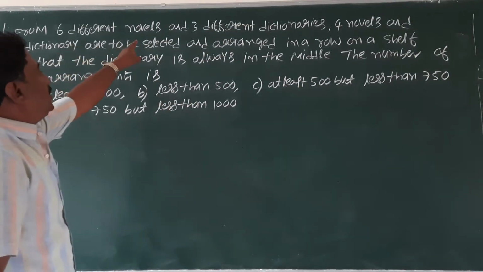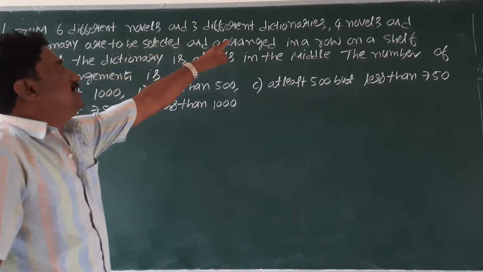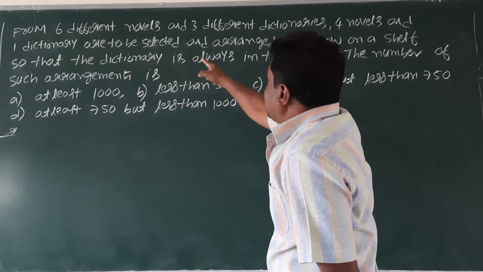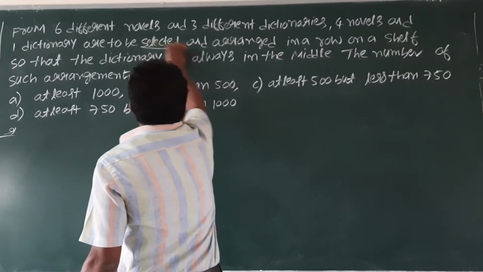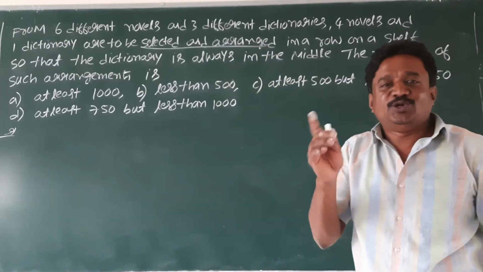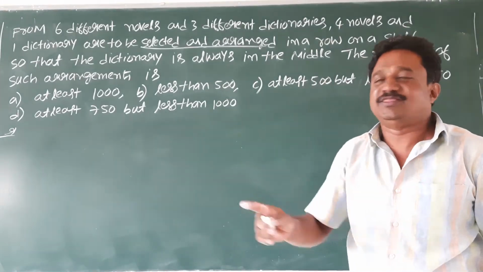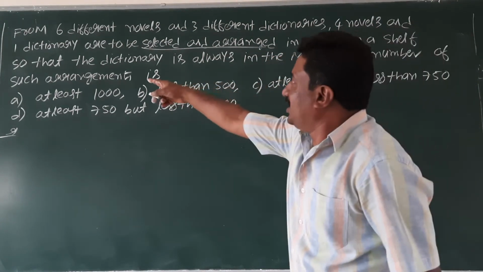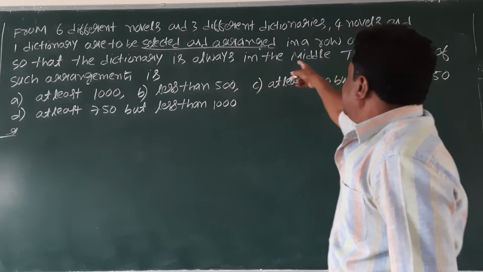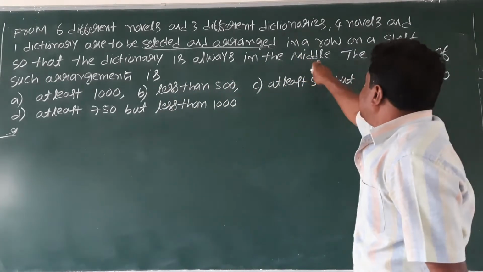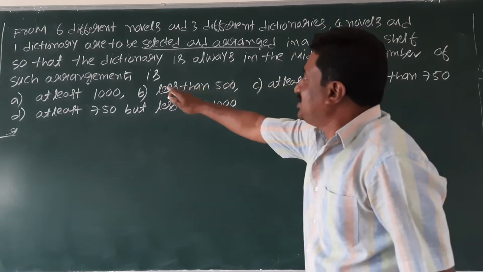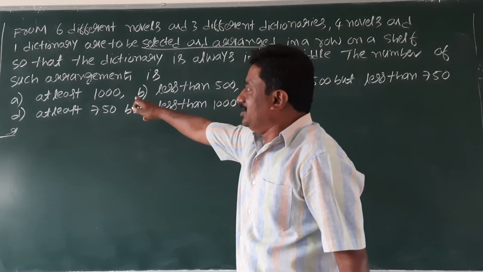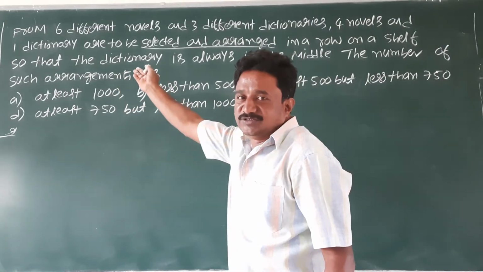From 6 different novels and 3 different dictionaries, 4 novels and 1 dictionary are to be selected and arranged. You should do both, selecting and arranging in a row on a shelf, so that the dictionary is always in the middle. The number of such arrangements is at least 1000. Minimum 1000. It can be more than 1000 also.